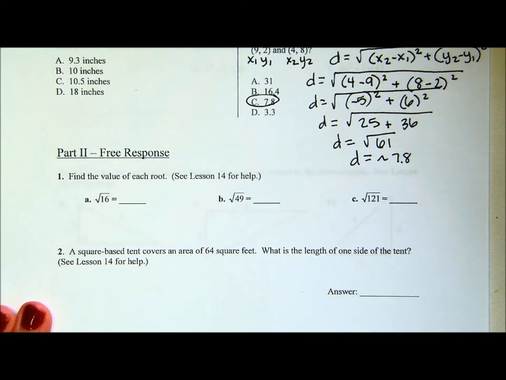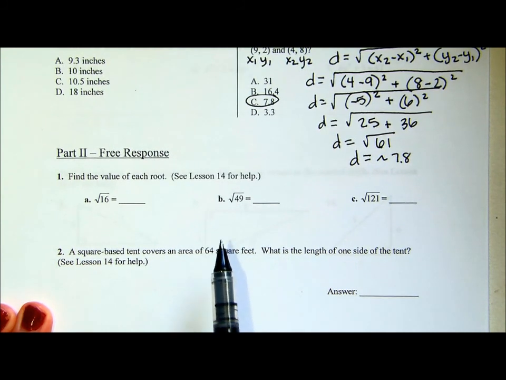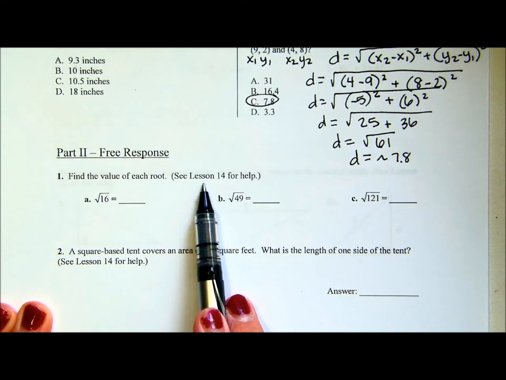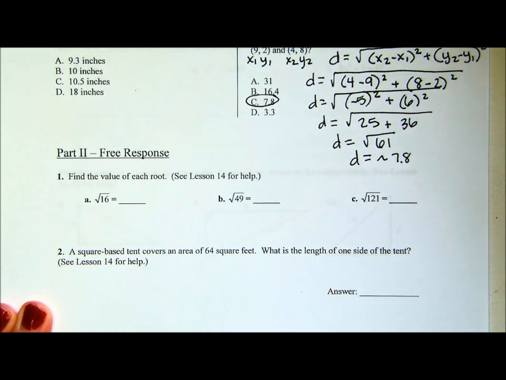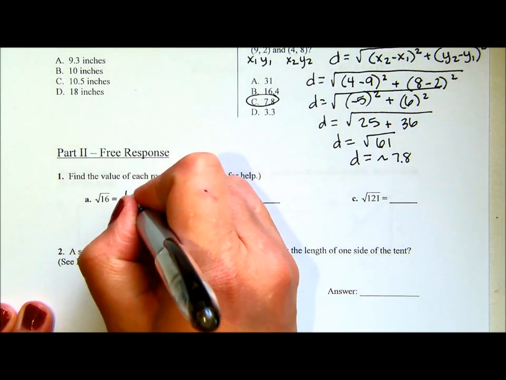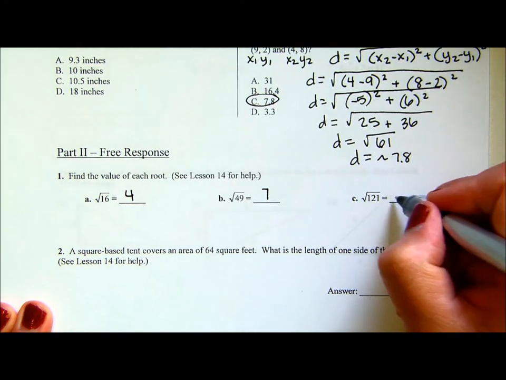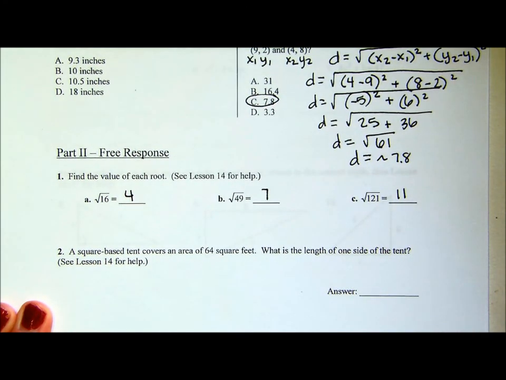Number 1, A, find the value of each root. And in here, I also gave you guys some clues of where you can find some help. So for number 1, you can look to lesson 14 for help. So square root of 16, that's 4. Square root of 49, that's 7. Square root of 121, that's 11. So 4, 7, 11. Just by chance, they all add up to be 11.